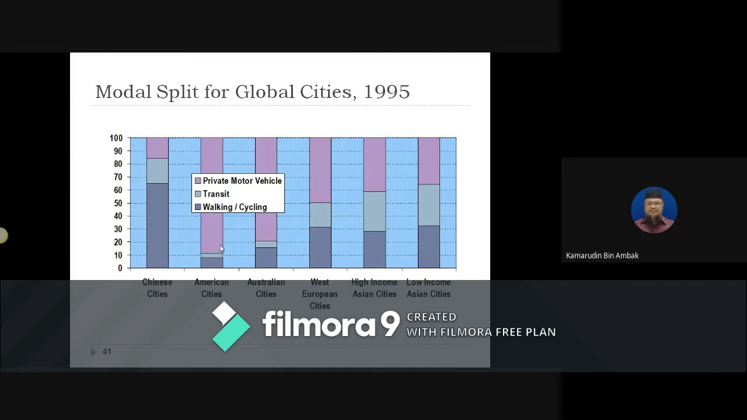I think more than 90%. Yeah, more than 80%. They have a majority ownership of their own private vehicles. Okay, but some other countries are quite balanced, especially in Europe. They have better provision of transit vehicles, and also the habit or the culture of using other modes of transport, especially non-motorized vehicles.